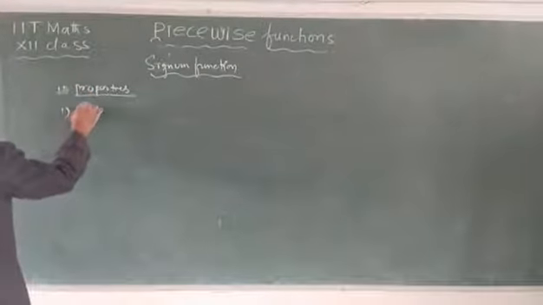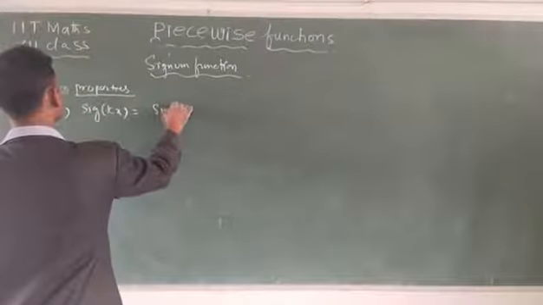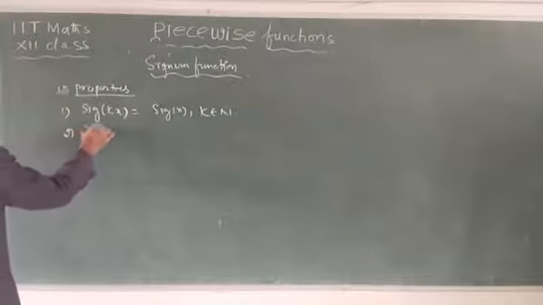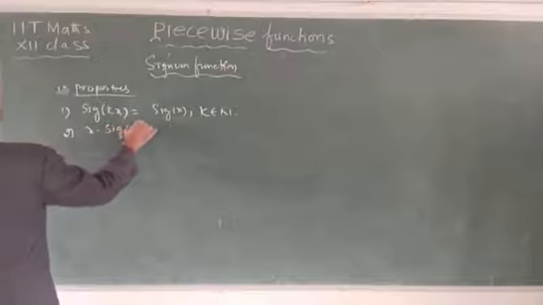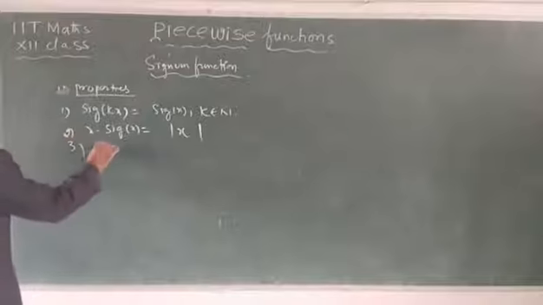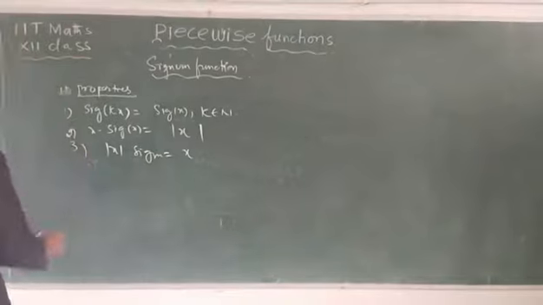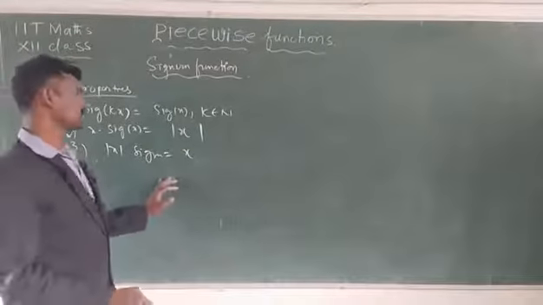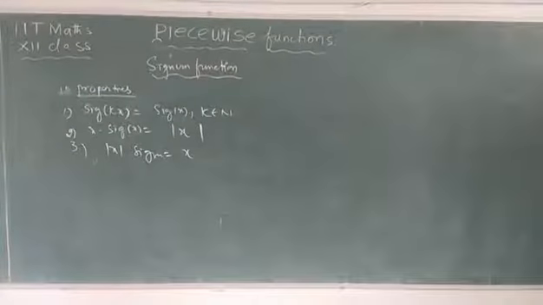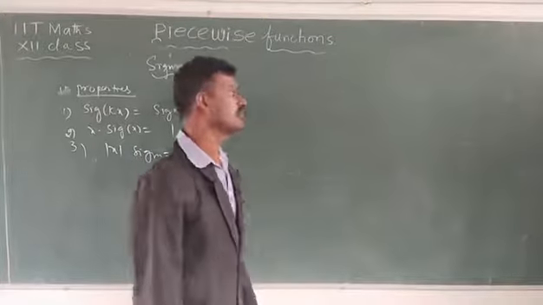Properties. First one is the signum function of some constant k into x is equal to signum of x, here k belongs to N. Second one, x into signum function of x is equal to modulus of x. Third one is modulus of x into signum function is equal to x. Okay, these are the only three properties. Now you can note down these three properties. Okay, signum function completed. Next one is explicit function and implicit function.